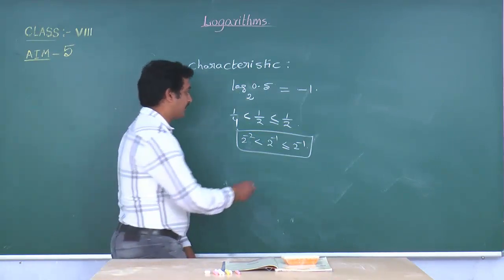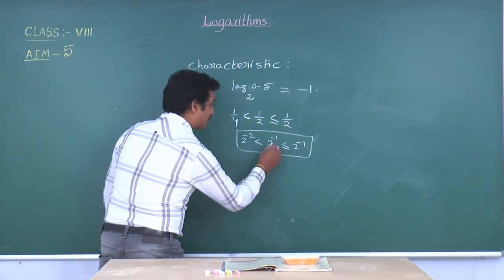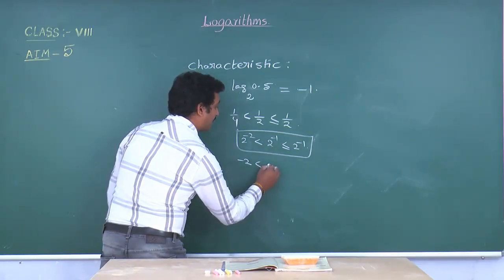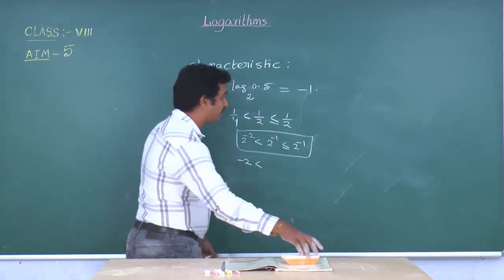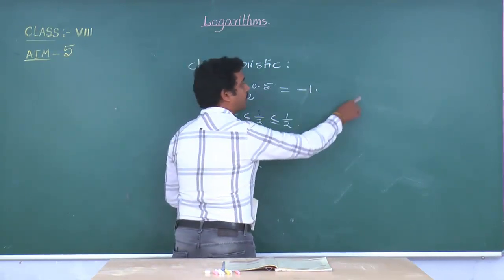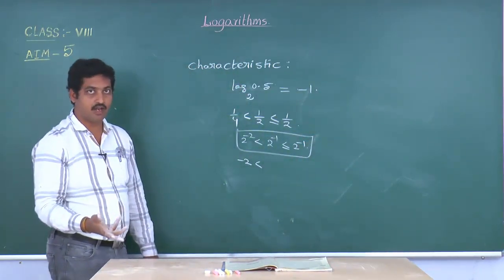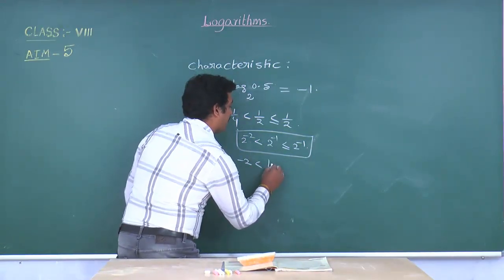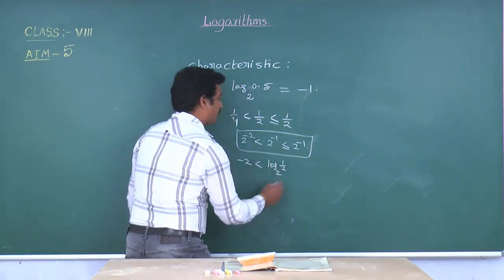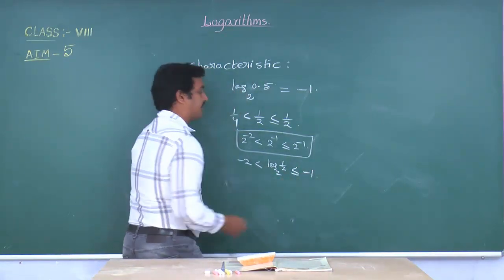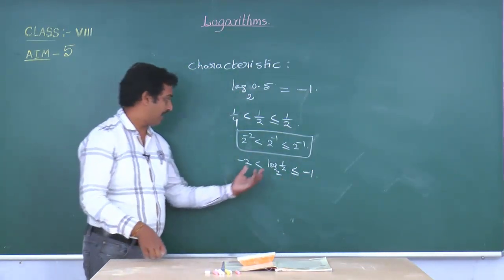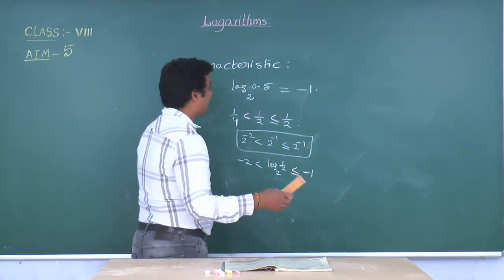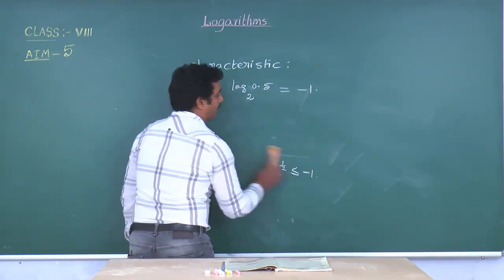Point something is there, is that correct or not? Check it once. 2 power minus 1 is equal to 1 by 2, and its decimal part is 0, the decimal part is not there. Apply the logarithms: minus 2 is less than log 1 by 2 to the base 2, which is less than or equal to minus 1. Therefore, directly it is equal to minus 1. Therefore, its characteristic is equal to minus 1.